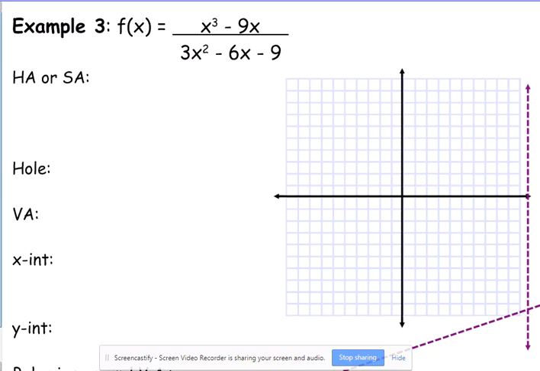Okay, so do y'all want to find the slant asymptote first, or do you want to factor? Factor? Okay, we'll go with factoring first. Take out an x from the numerator. Take out a 3 from the denominator.